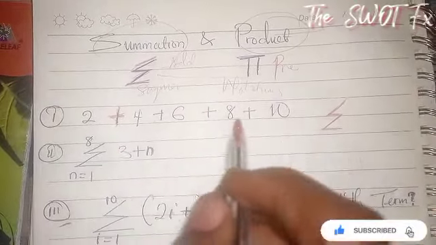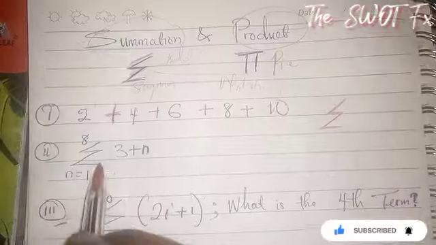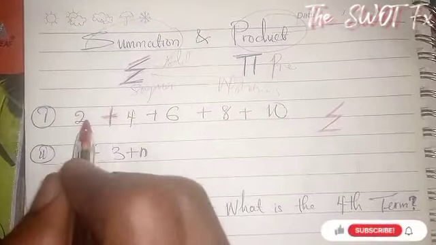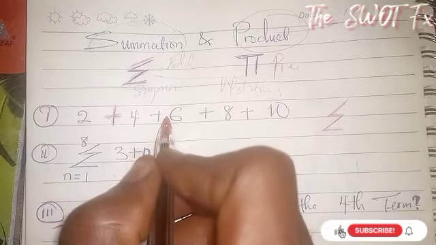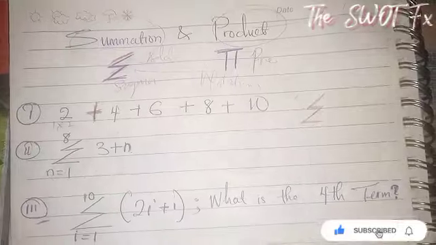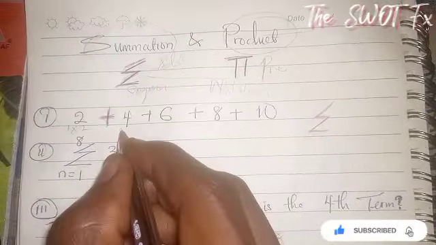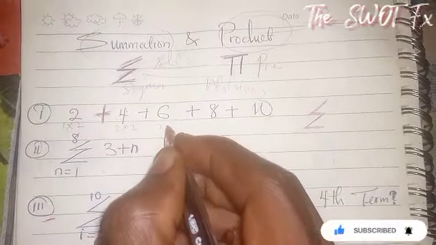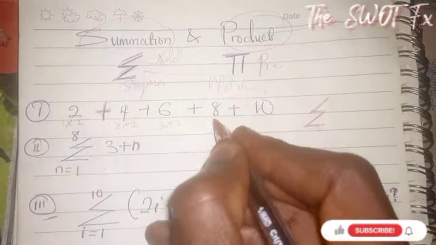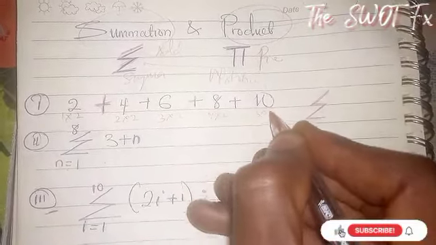Now how do I evaluate this question in this form? Looking at this, you see that they are multiples of 2. 1 times 2 will give me 2, 2 times 2 will give me this, 3 times 2 will give me this, 4 times 2 will give me this, 5 times 2 will give me this.